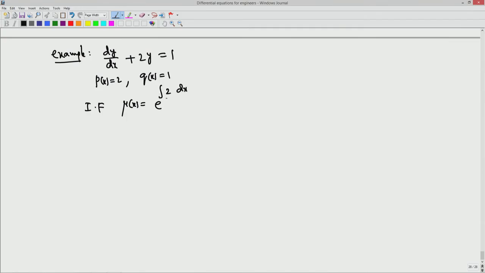It is always good practice to fix your domain, so x naught to x. Because nothing is given, 0 is also part of the domain, x belongs to R, so you can choose x naught as 0, integral from 0 to x of 2 dx. What is this? This is equal to simply 2x. So e power 2x is your integrating factor.